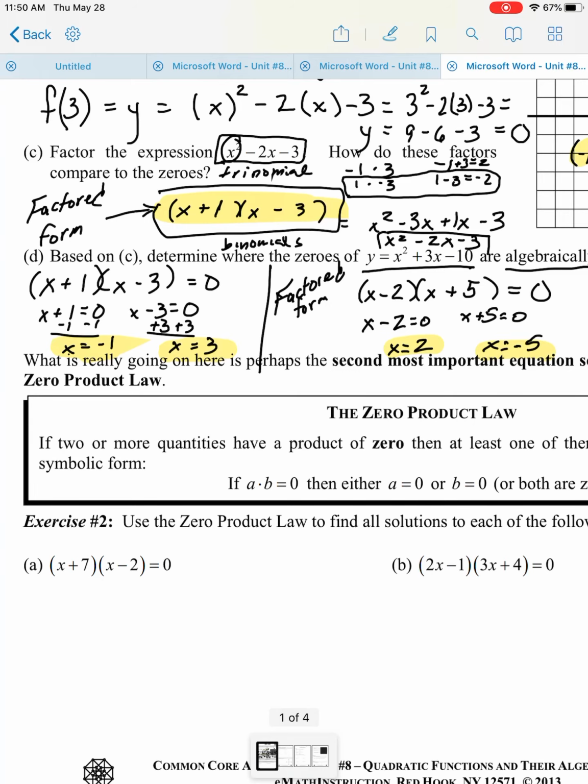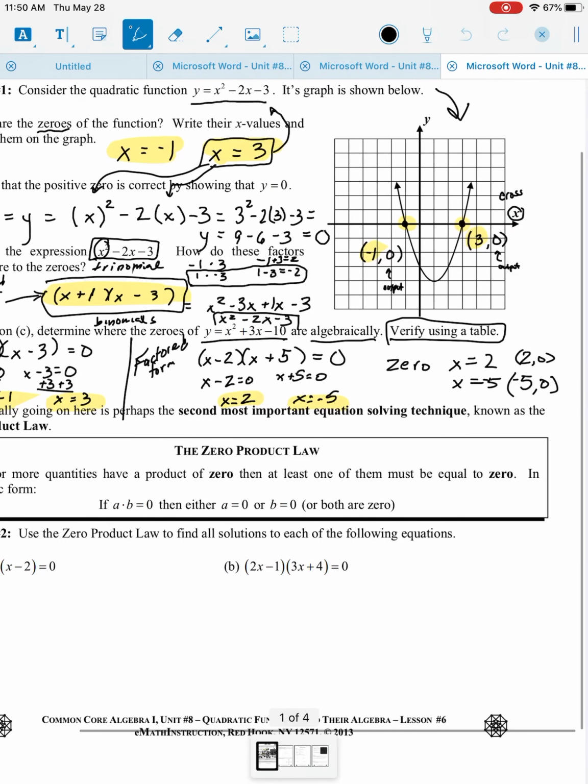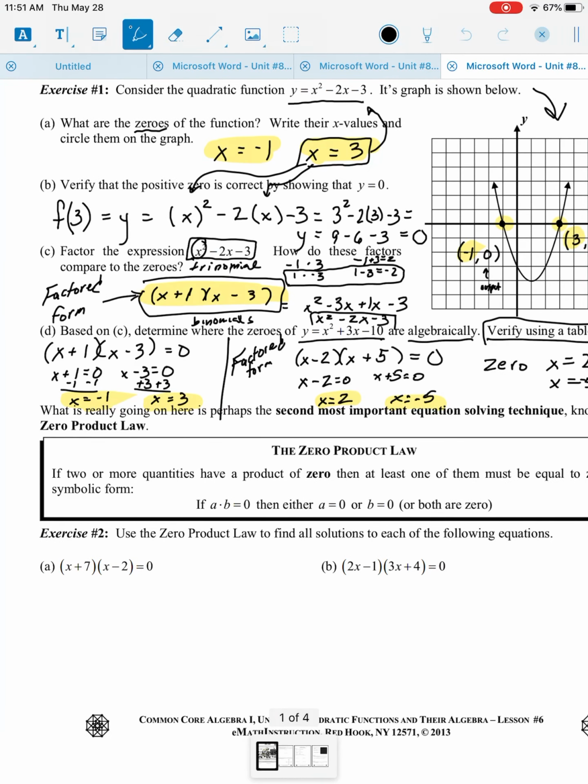at the bottom of the page, it says that we're going to use the zero product law, which the definition is right above it. It states that if two or more quantities have a product of 0, then at least one of them must be equal to 0. And you'll see that we're going to set both of them equal to 0 because we're solving for zeros.